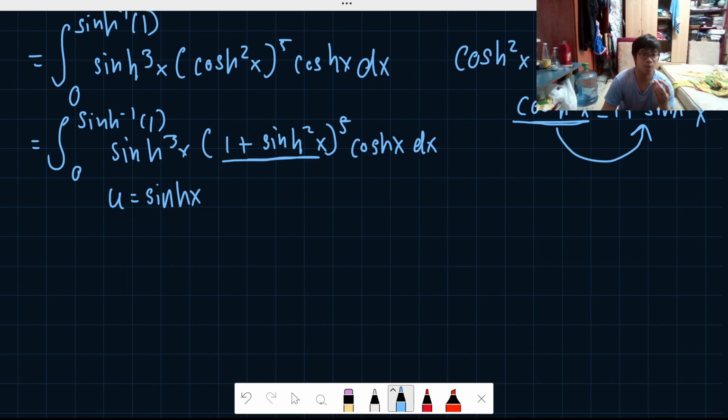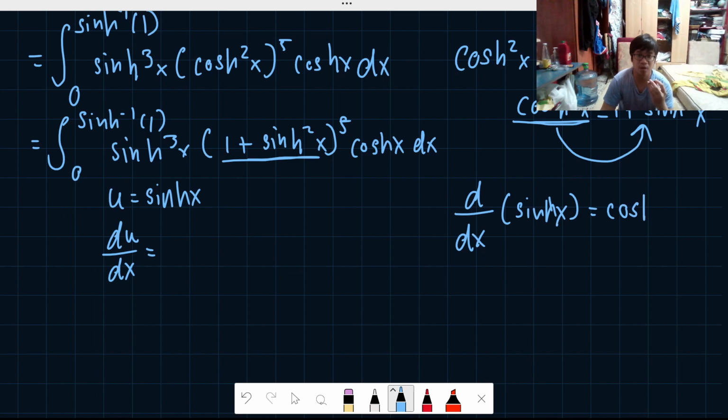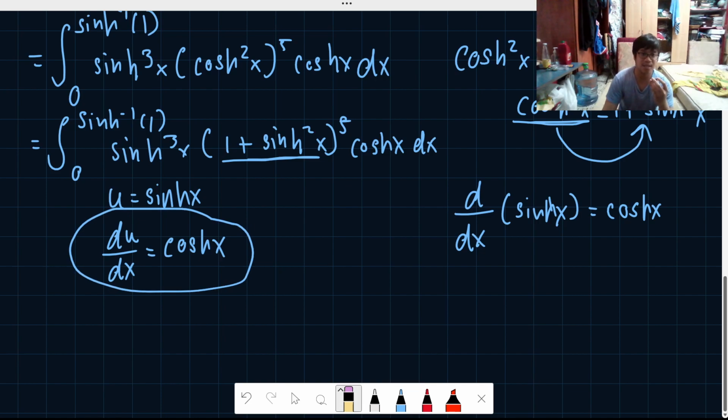Then next, we're going to get the derivative of hyperbolic sine of x. Recall that the derivative of hyperbolic sine of x is just hyperbolic cosine of x. That's it. Now, we will find dx in this equation.